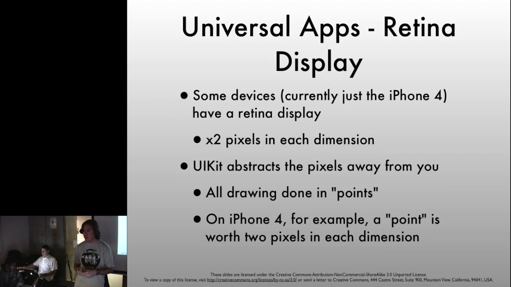So on those devices with Retina displays, a point is really worth 2 pixels. But you don't really need to worry about that. You just do all of your drawing in points, and UIKit does all the rendering correctly based on the pixel density of the device that you're running on. And right now it's just 2, but you can imagine in the future if we have multiple devices with different resolutions, they can just set a different scale factor, and then everything should just continue to work.